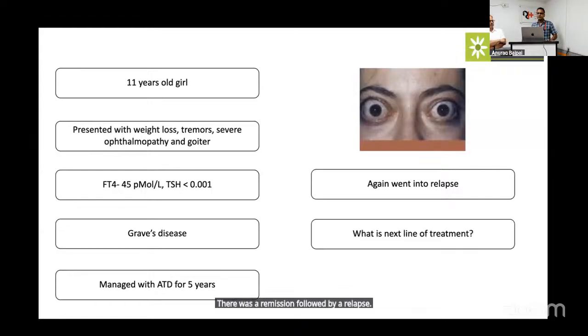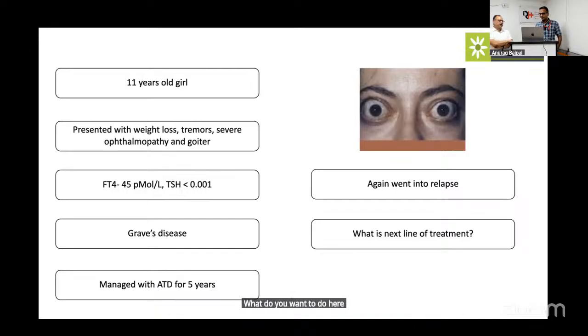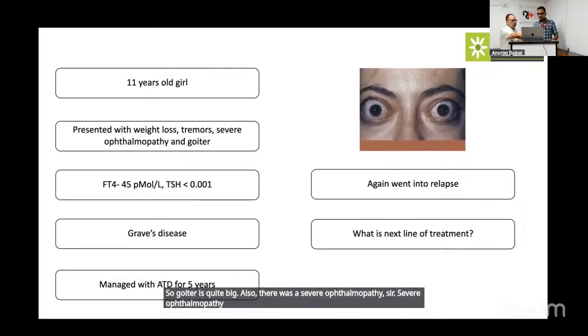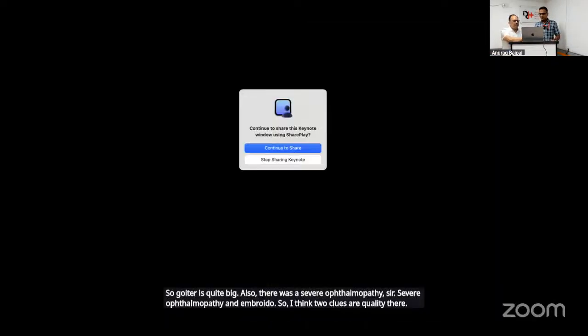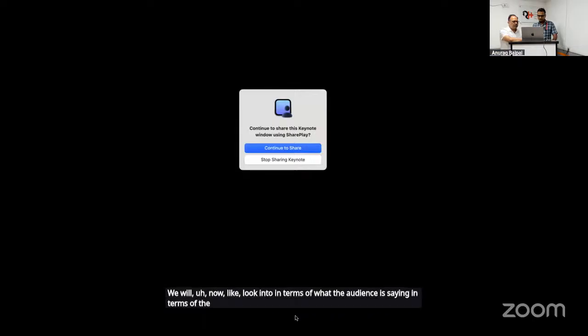Now, what will be the next line of management? What do you want to do here? This is a girl who has Graves' disease with remission. How big is the goiter? The goiter is quite big. Also, there was a severe ophthalmopathy, sir. Severe ophthalmopathy and goiter. So I think two clues are already there. We would now like to look at what the audience is saying in terms of the answer. So you can put it up in the Q&A or the chat option.